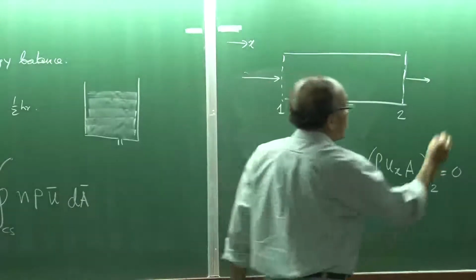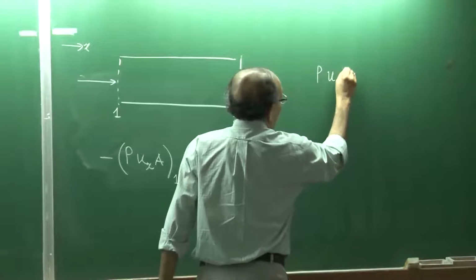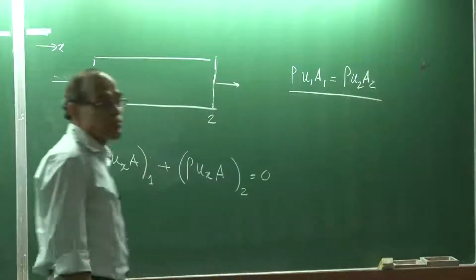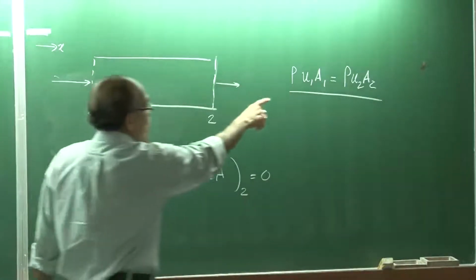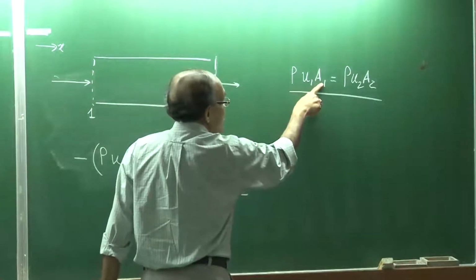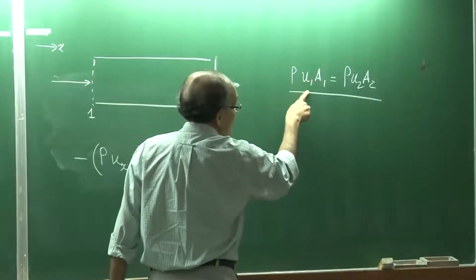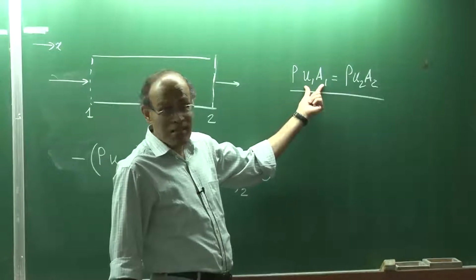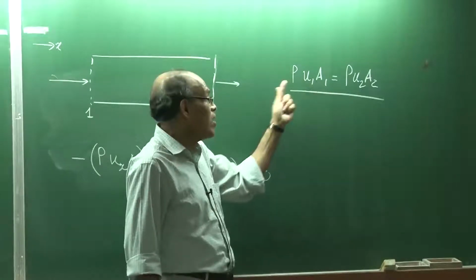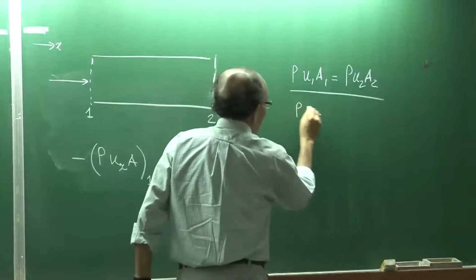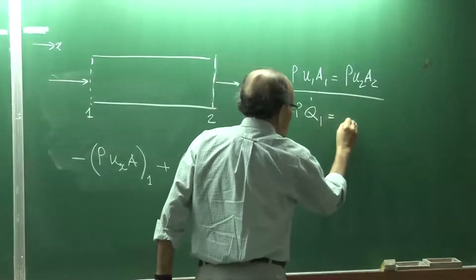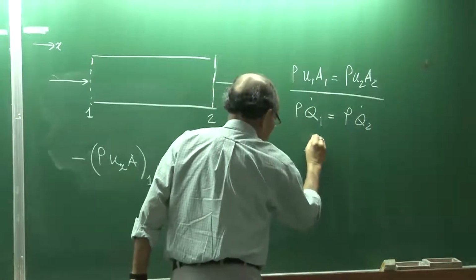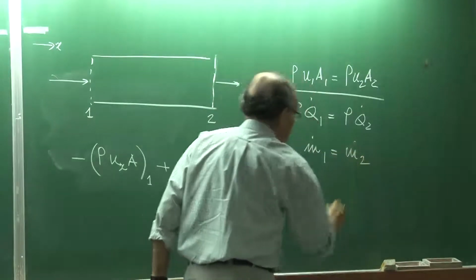This tells us that rho u1 A1 is equal to rho u2 A2, in which u1 into A1 is meters per second times meter square. So, this becomes meters cube per second, and this meters cube per second represents the volumetric flow rate of the fluid through the cross section. The moment you multiply volumetric flow rate with rho, it becomes mass flow rate. So, the standard notation is q dot, and then we say that m dot 1 is equal to m dot 2.